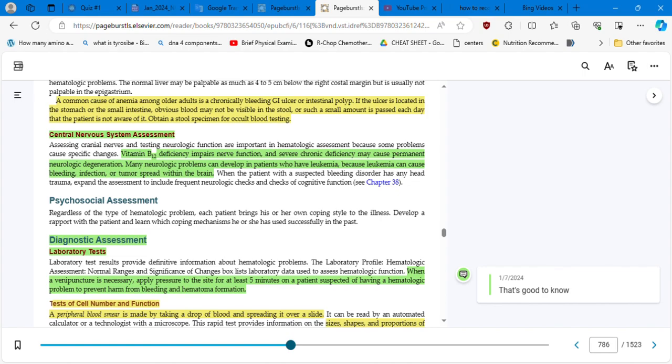Okay. Central nervous system assessment: vitamin B12 deficiency impairs nerve function, or severe chronic deficiency may cause permanent neurologic degeneration. These are patients whose symptoms are going to be shaking, trembling. And some doctors are going to think that this is Parkinson's, and it's not. Probably it's just a B12 deficiency. Some patients are gonna come with different states in their temper. They're going to be very upset sometimes, or depressed, okay, or sad. And this could be a neurologic state. Many neurologic problems can develop in patients who have leukemia, because leukemia can cause bleeding, infection, or tumor spread within the brain. Having said that, always check your B12.